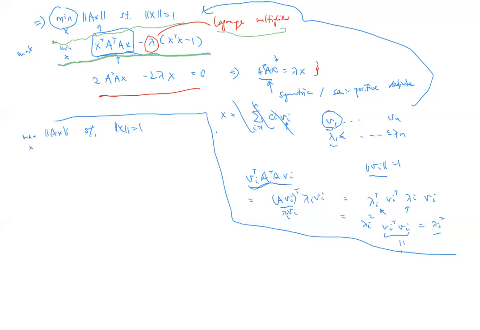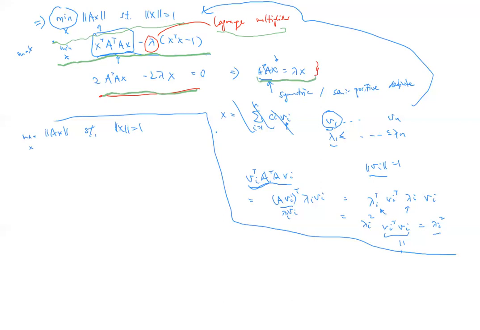Now when I try to solve that, what I observe is that this is now an unconstrained optimization problem, so I can just set the gradient equal to 0, right? When I set the gradient equal to 0, I simply have A transpose A x equal to lambda x. But what does that mean?